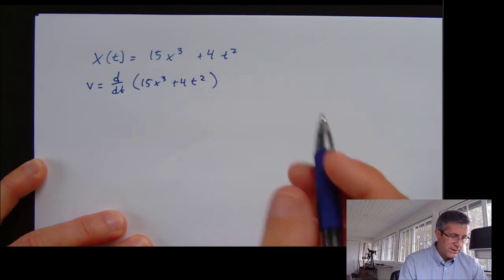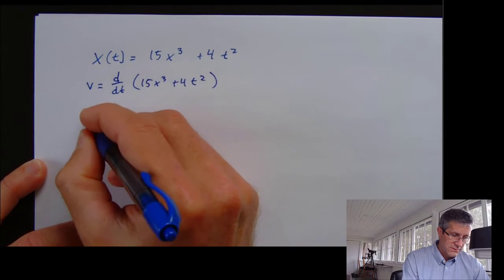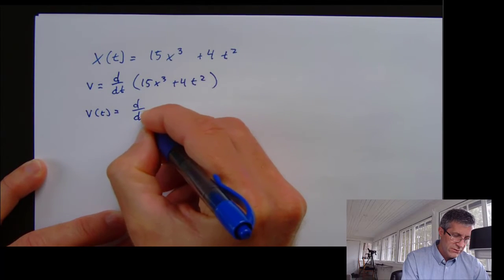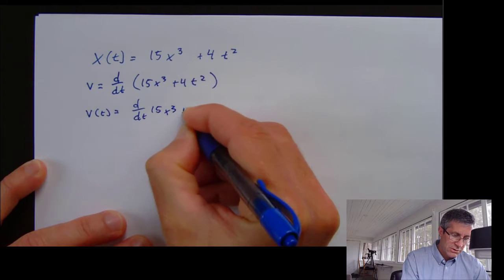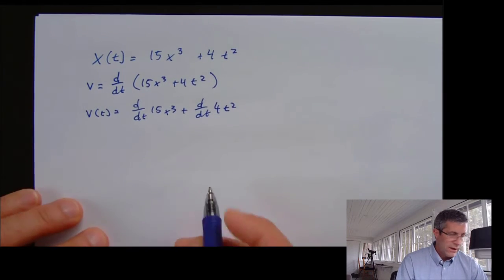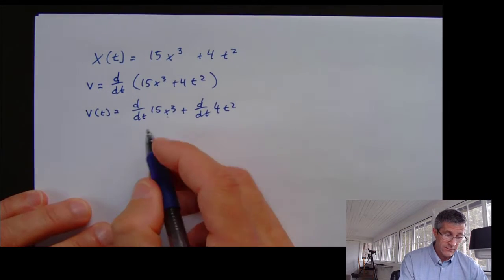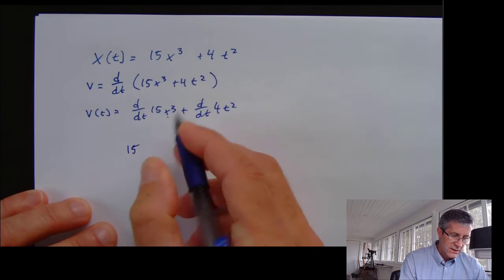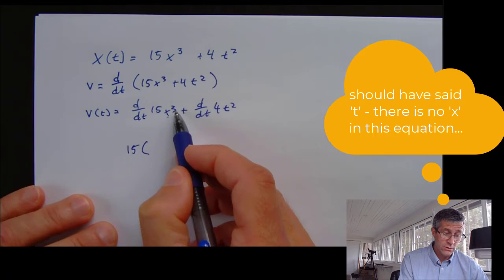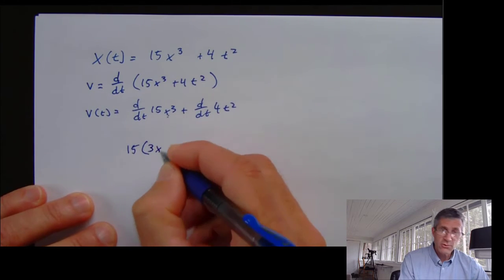And when I do this, first I can distribute this. So my velocity function of time is going to be the derivative of this plus the derivative of my second component. My 15 is a constant, so I'm going to pull that out. This is going to be 15 times the derivative of x cubed. Remember how I can do this? This is the power rule. I'm going to multiply by the original exponent and make a new exponent that is one less.